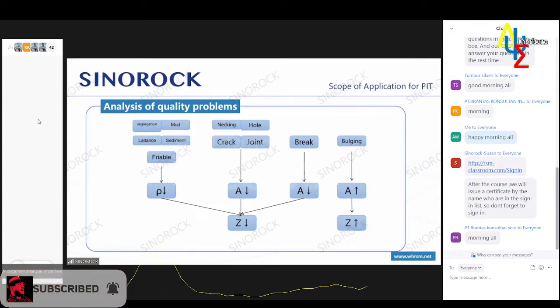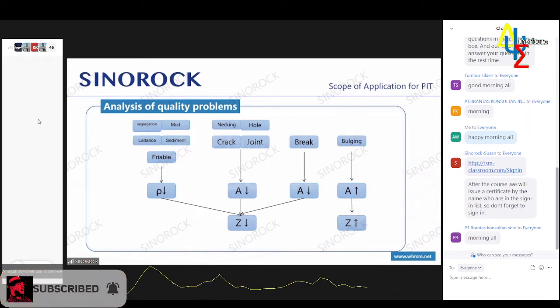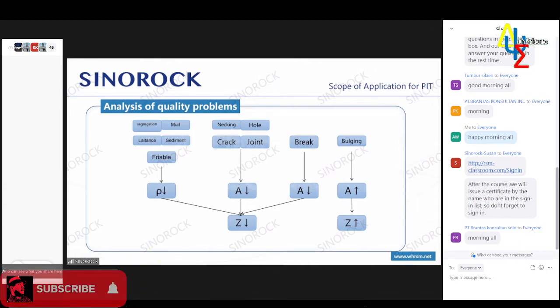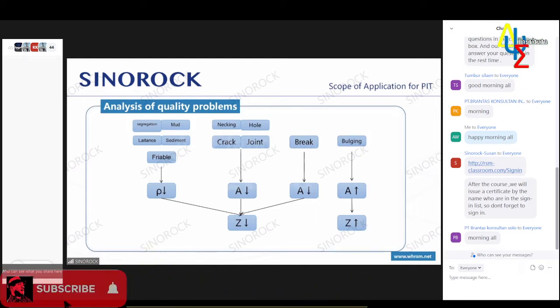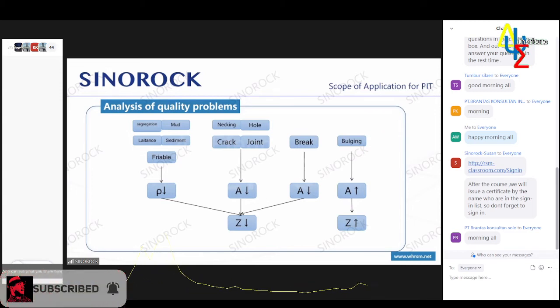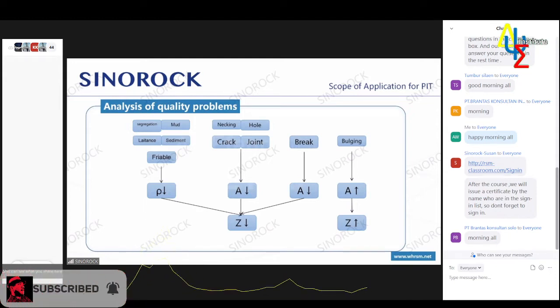Segregation, mud inclusion, laitance, sediment and looseness will all cause density reduction. The reduction of diameter, holes, cracks, including joints, will cause the reduction of cross-sectional area. The fracture of pile body can be considered as the cross-sectional area is about 0. These defects, except the expansion, will basically cause the wave impedance to decrease, and the expansion will cause the wave impedance to increase due to the increase of the cross-section.